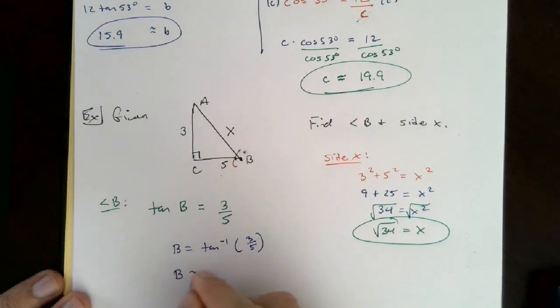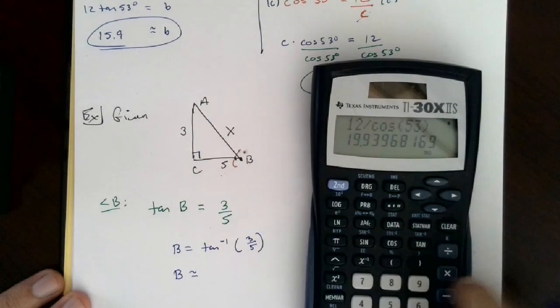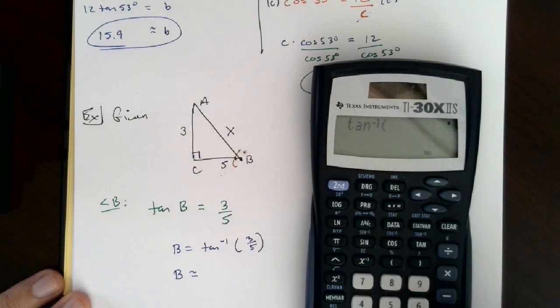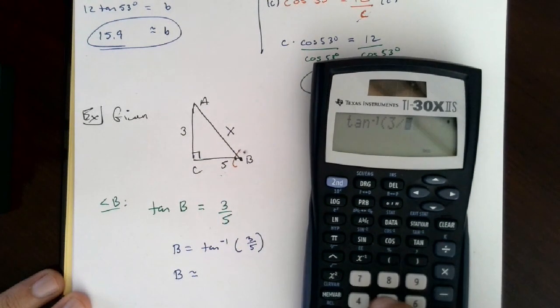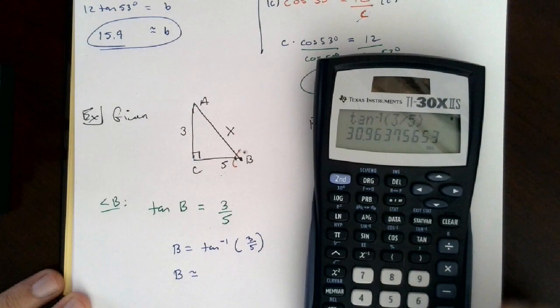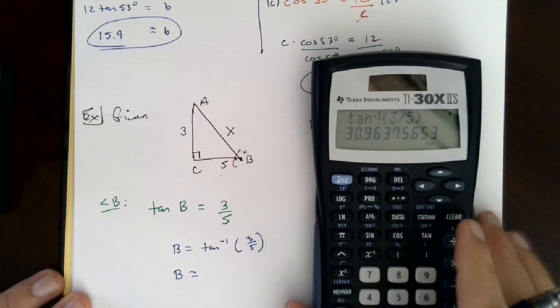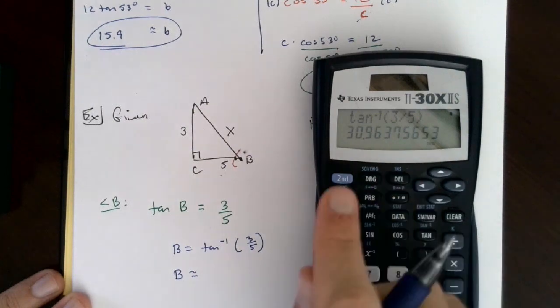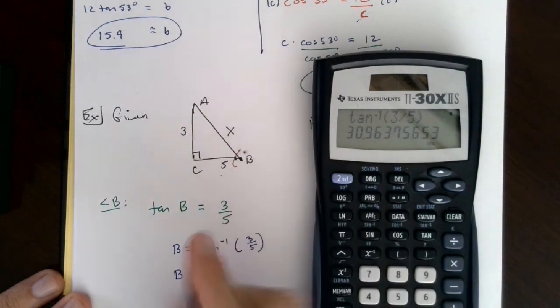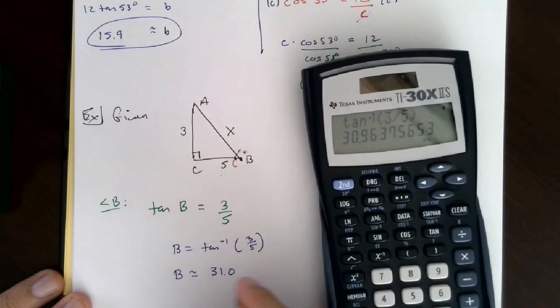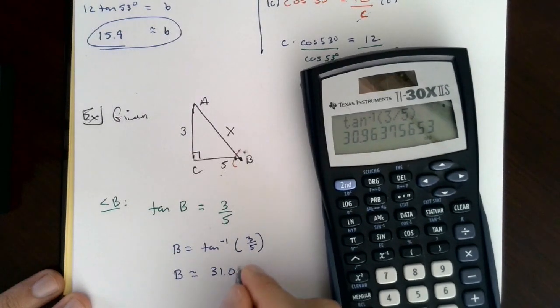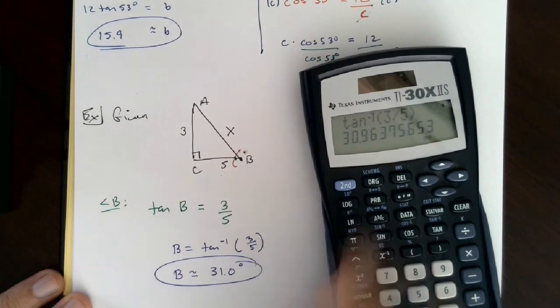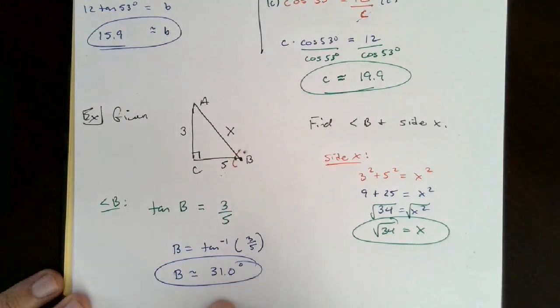So then B is approximately, we'll round it to the nearest 10th. So we've got the arctangent of 3 divided by 5. Which gives me 30.96. So the 6 would round that 9 up to the next digit, so that would become a 0, and then 31, so it'd be 31.0. And remember, this is measured in degrees because it's an angle. Make sure you put degrees on your angles. That shows me that you know what you found.